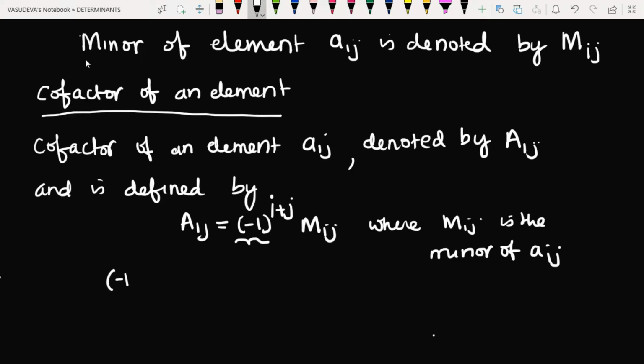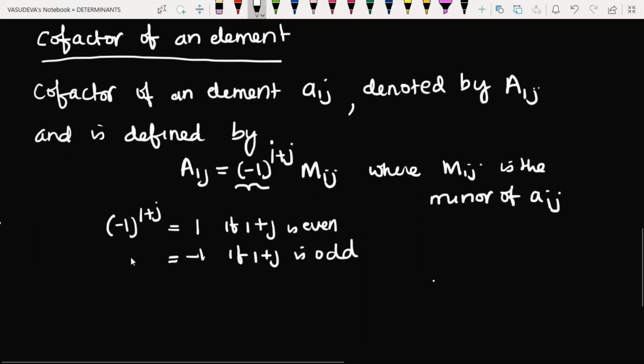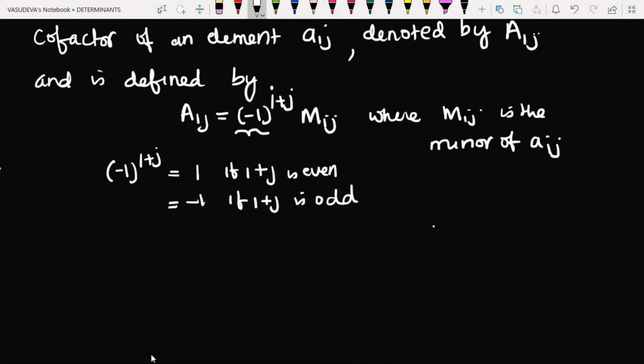So (-1)^(i+j) is 1 if i plus j, the sum of the suffix, is even, and -1 if i plus j is odd. So according to the sum of the suffix, we have the negative sign and positive sign. So the cofactor of an element a_ij is (-1)^(i+j) times M_ij. Now let's consider one example, the minor and cofactor.